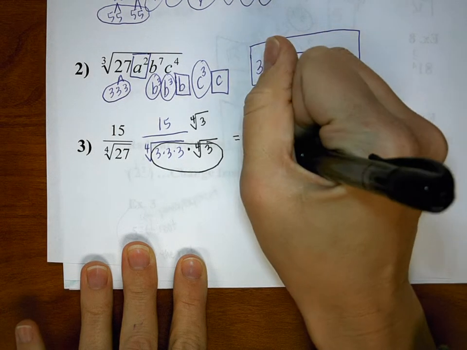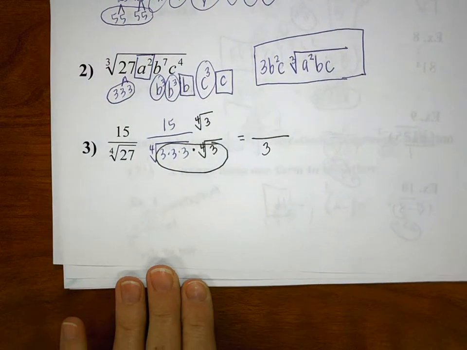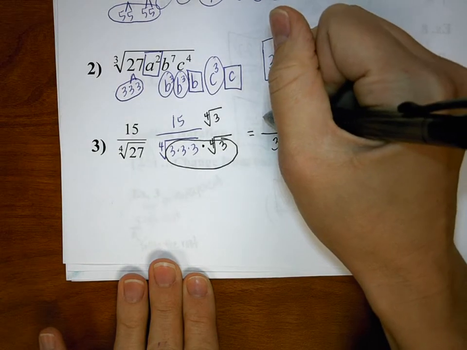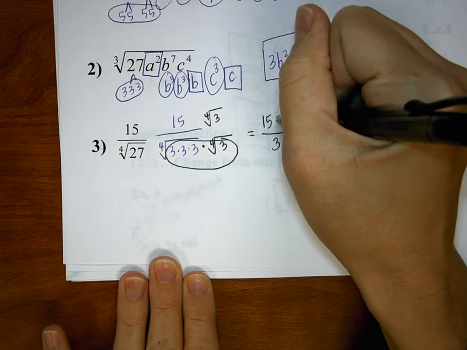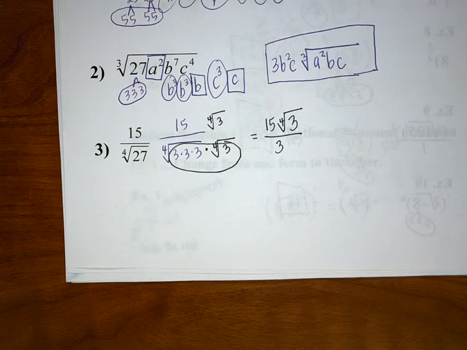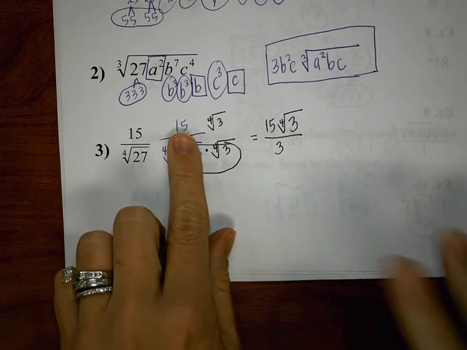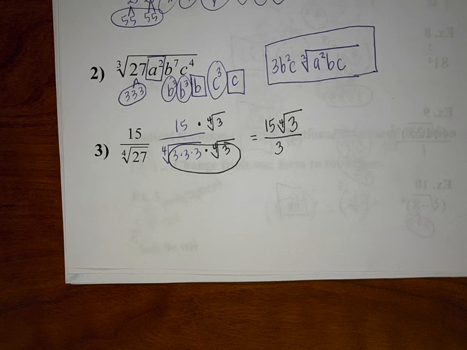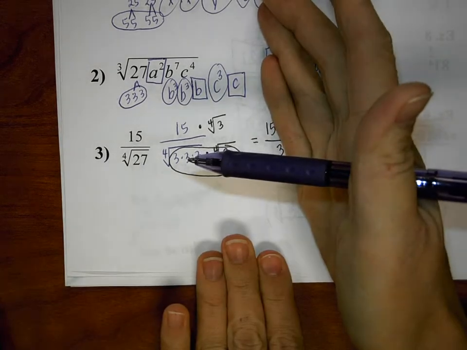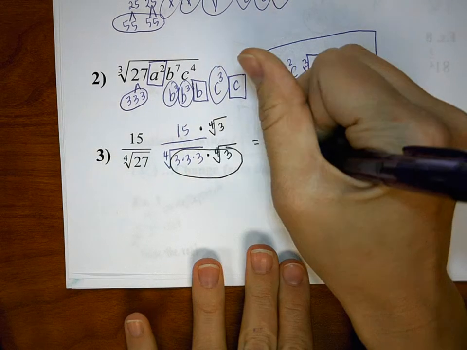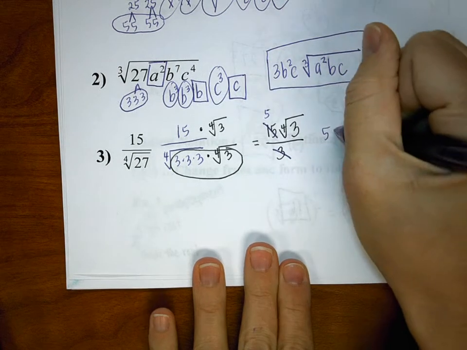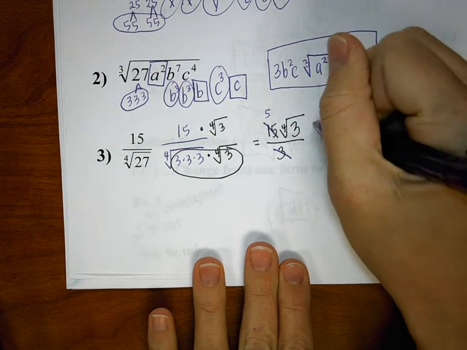So I have a 3 in the denominator, and then what do I have in my numerator? 15 4th root of 3, because there's nothing I can pull out there. This doesn't have a root, we're just multiplying these together. So we just end up putting them together like that, right? And then can this be reduced at all? Yes, because our outside numbers can be reduced. So 3 goes into 15 how many times? 5. So my answer is 5 4th root of 3.